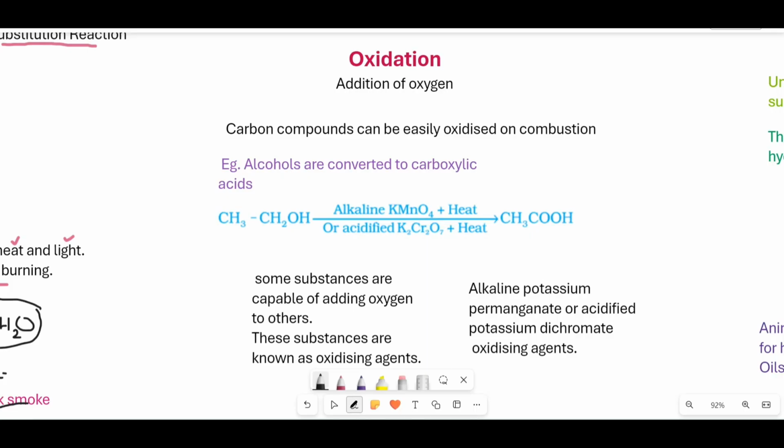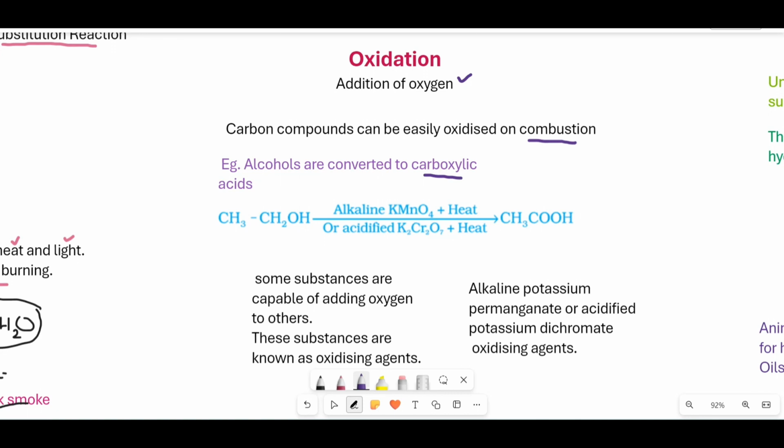The second reaction is the oxidation reaction. As you know, oxidation reaction is addition of oxygen. You studied this in the first lesson. Carbon compounds can easily be oxidized on combustion because it's a reaction with oxygen. But other than combustion, if you supply compounds which have oxygen in them, we can bring about oxidation in carbon compounds. For example, alcohols can easily be converted to carboxylic acids using this oxidation reaction.